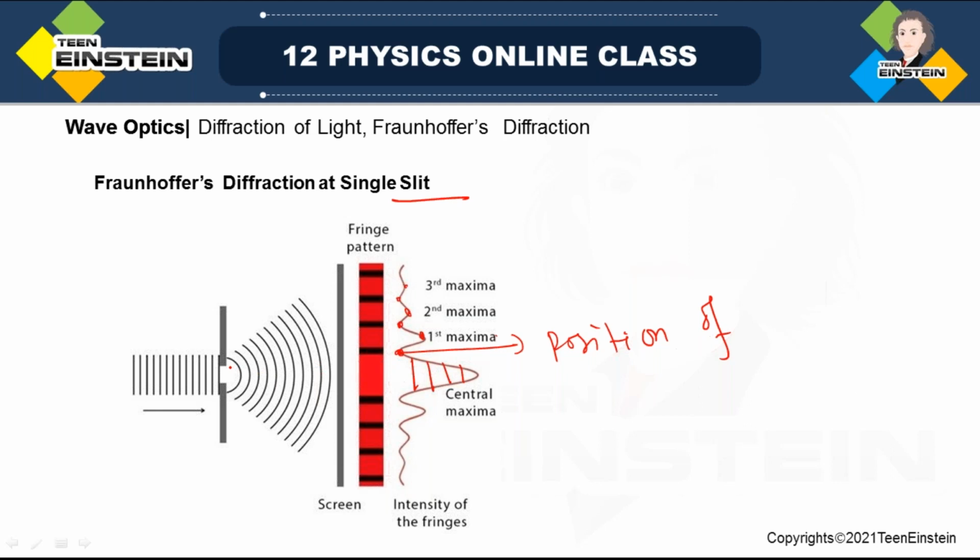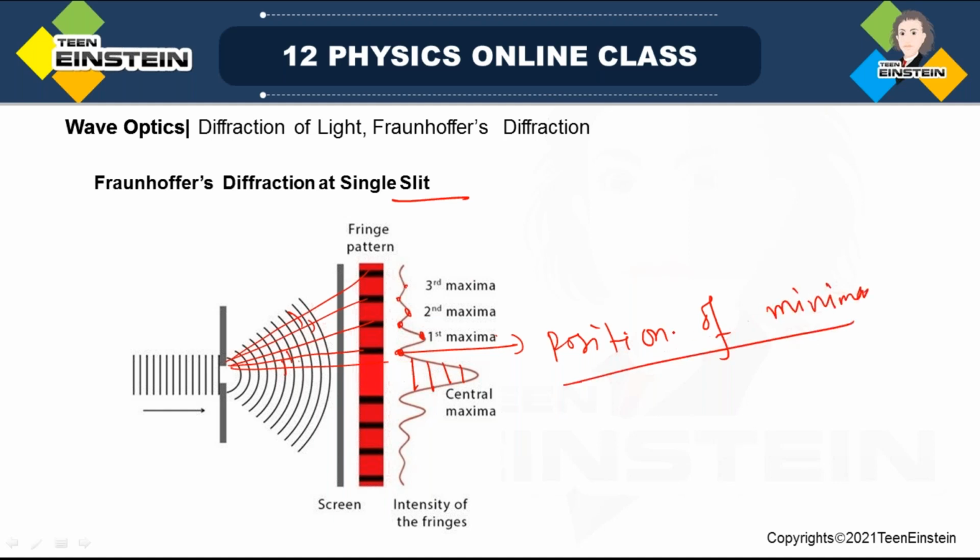So these are actually angular positions. Obviously, you can see. If you draw this, this is theta 1, theta 2, like that. These are the angular positions. So what are the angular positions of various maxima, secondary maxima, and position of minima?